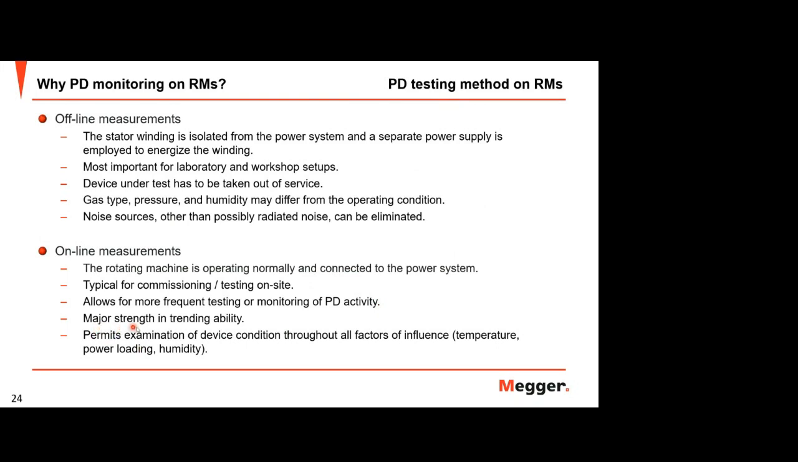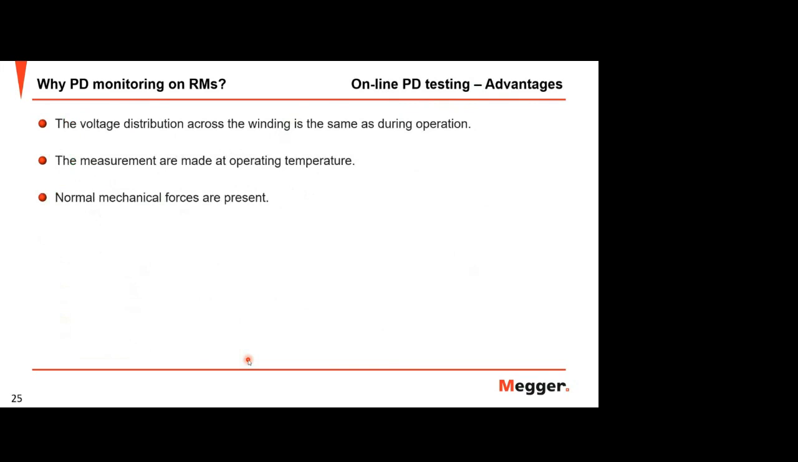The analysis measures strength in trending ability, and also permits examination of device condition throughout all factors of influence, like temperature, power loading, and humidity, which will be included in our measurement, meaning a more real measurement to detect the early stage of the insulation failure. The advantage of the online is the voltage distribution across the winding is the same as during operation, meaning you use the same voltage as normal operation.